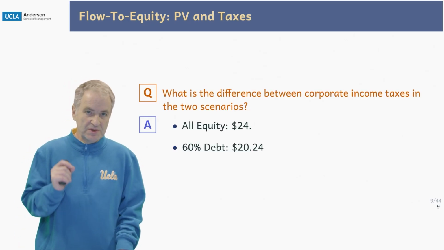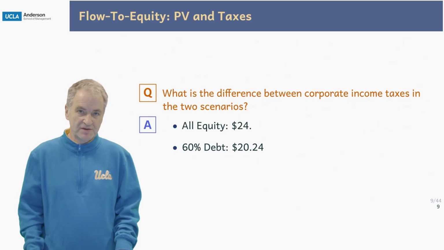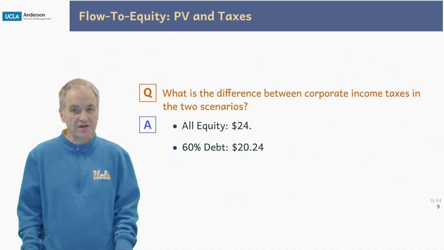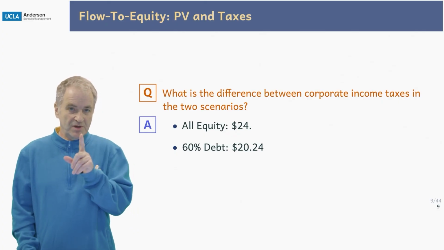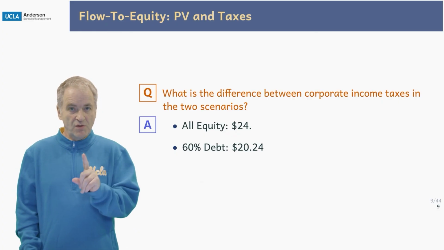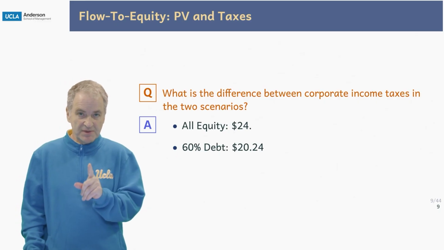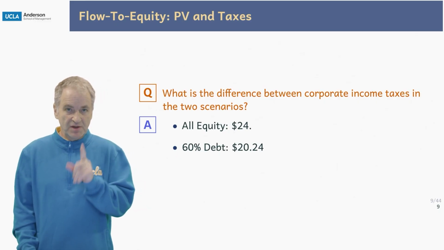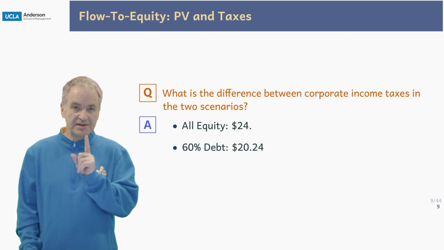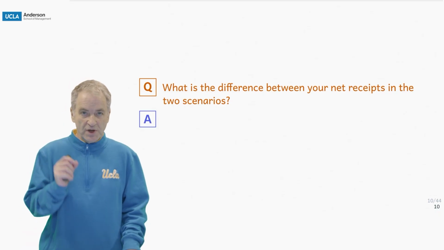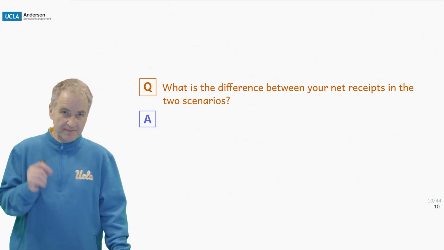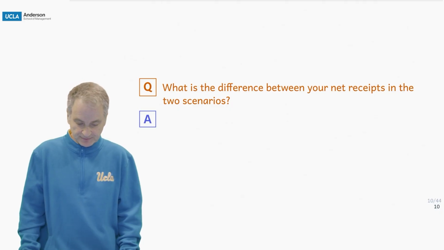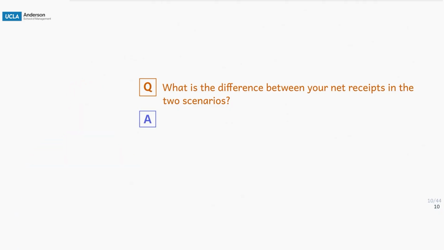Well, all equity, we said, you're going to have to pay $24. 60% debt, you only had to pay $20.24. Remember, you own the entire firm. The only money that leaks from your system is the money that you pay to Uncle Sam, which means that if you pay less in taxes, there's going to be more left to you. So what is the difference between your net receipts in the two scenarios? Please pause this video now, answer the question on a piece of paper, and then continue.